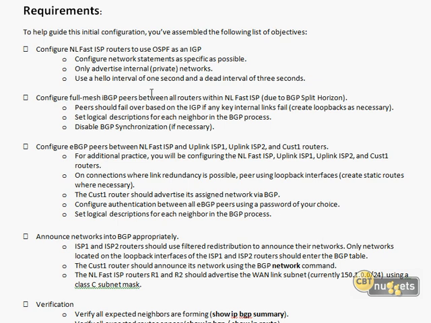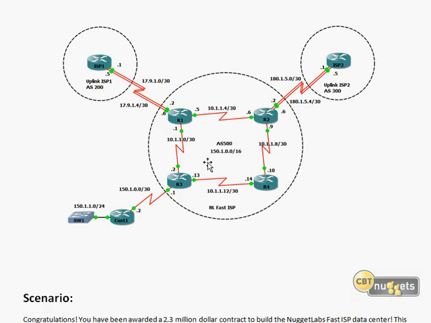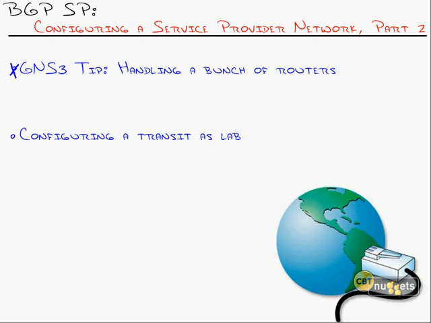So first off, we need to configure the Nugget Labs Fast ISP routers to use OSPF as an interior gateway protocol. Again, remember, BGP just rides on top of your IGP, and BGP will only converge as fast as your interior gateway protocol. So, for example, you're running BGP, you're advertising that customer network to ISP1, and let's say let me come over to our network diagram.